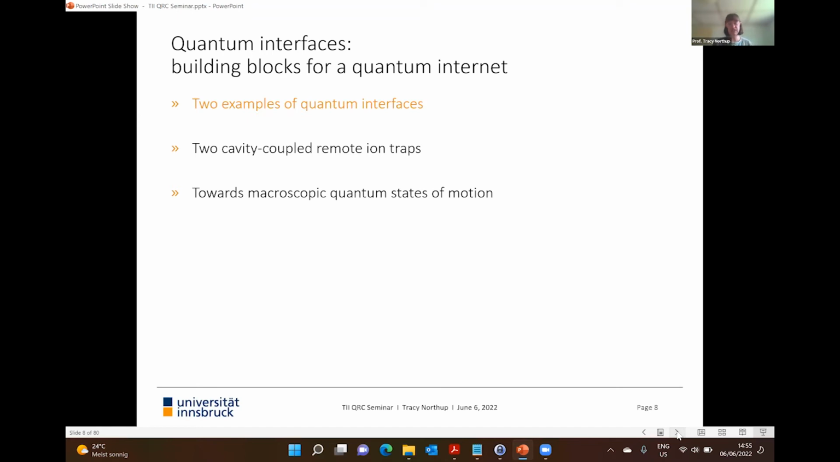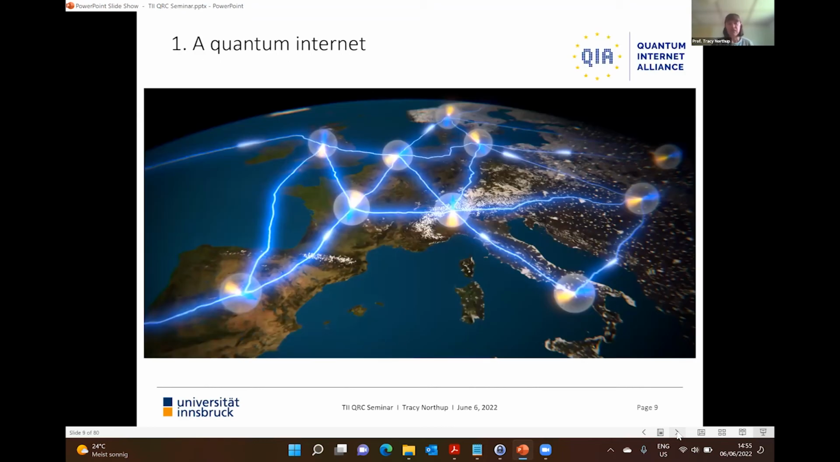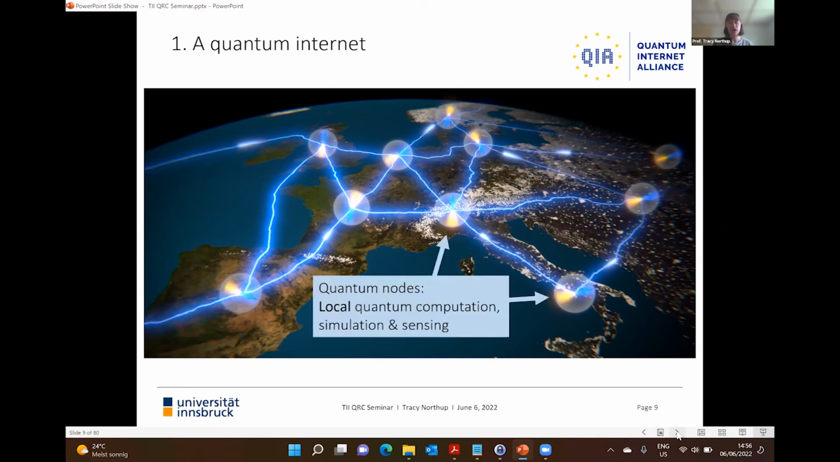So let me start by giving you the overview of these two different examples that I want to focus on today. The first example is looking at a quantum internet, the idea of being able to generate large-scale connections that allow us to transfer quantum states over long distances.